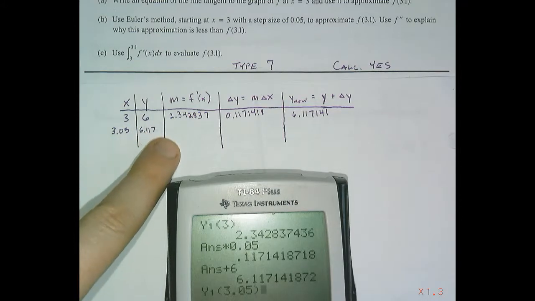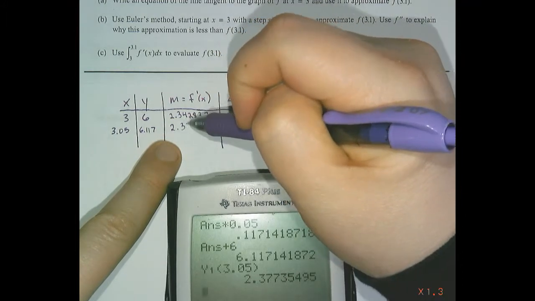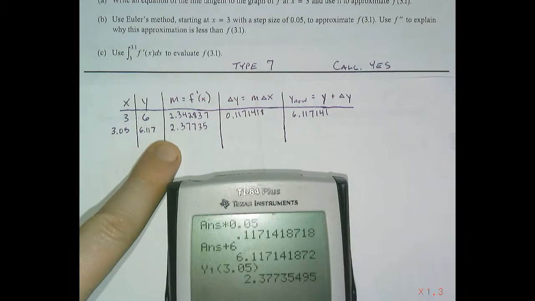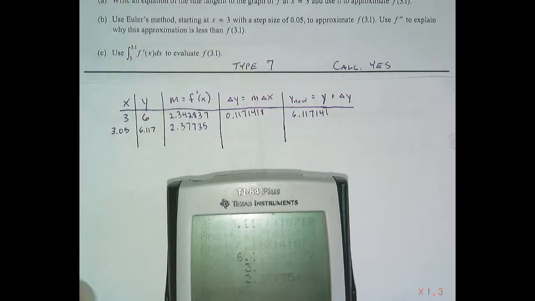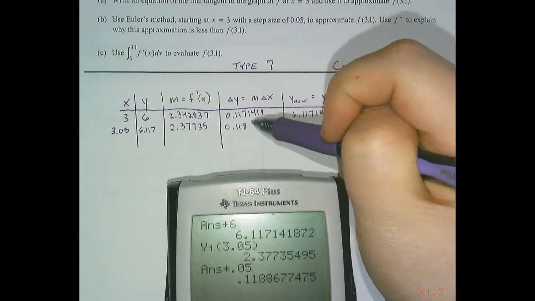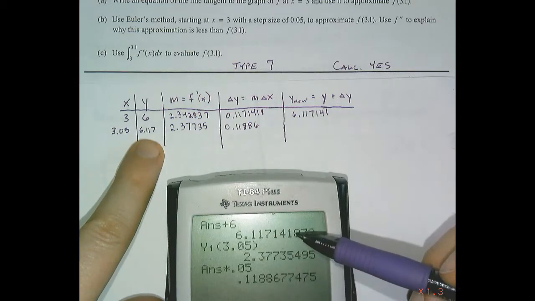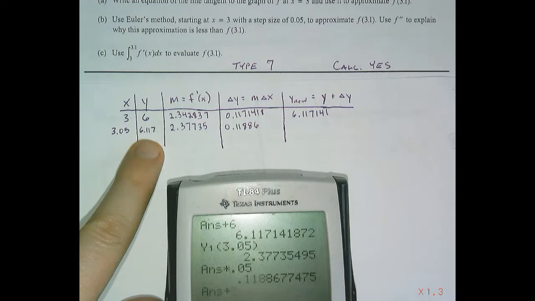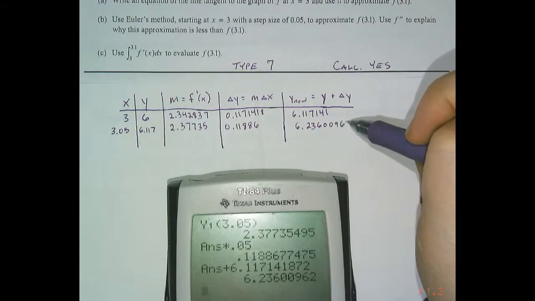And that gives us the slope here of 2.37735. This number gets multiplied by our delta x, which was 0.05, m times delta x, 0.11886, and then this number here is added to that y value, which I have right there. So I'm going to do answer plus, and I can highlight that value. Answer plus that value gives me my new y value of 6.236000962.